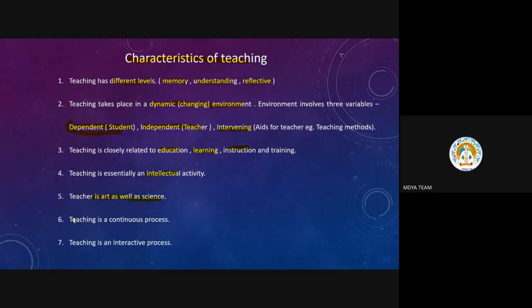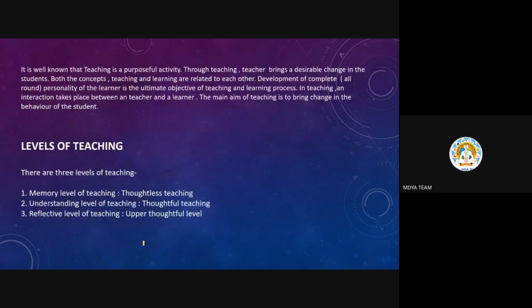The next, teaching is a continuous process. Teaching goes on continuously. Next, teaching is an interactive process. There is always communication in teaching. So teaching is an interactive process.